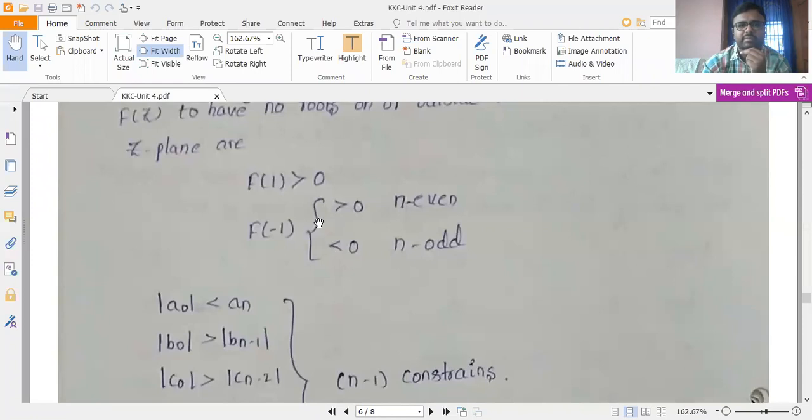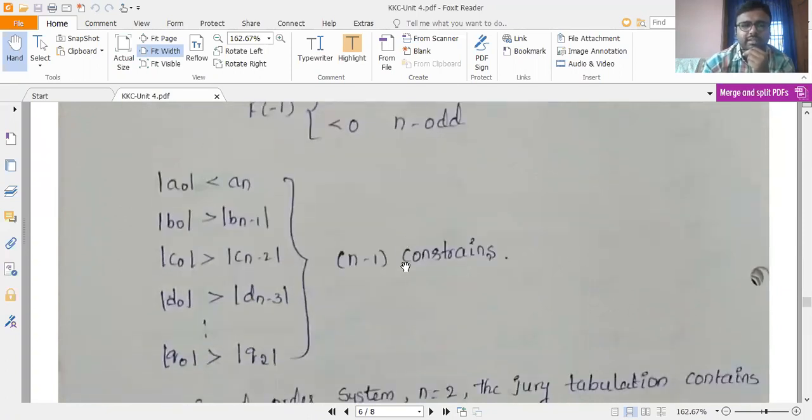F of minus 1 should be greater than 0 for an even order equation, that means an even order polynomial, and f of minus 1 should be less than 0 for an odd order equation. Okay, this is the first condition that has to be satisfied for stability. And next, a naught value should be less than an.